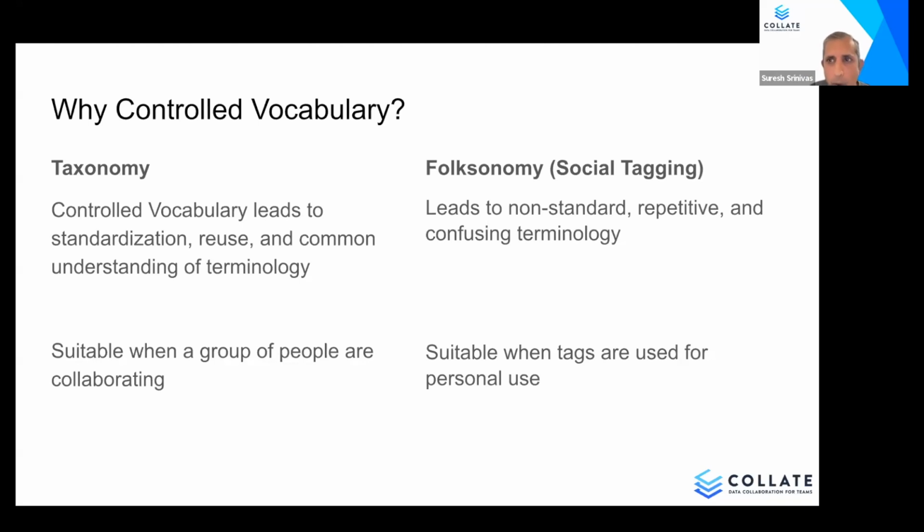Versus controlled vocabulary, which provides you a taxonomy for defining types and defining concepts. The whole idea here is it is standardized and reused. Because it is standardized, there is a common, consistent understanding of what the terminology means. It's suitable when a group of people are collaborating, so that they have consistent understanding. And data is something where a group of people are collaborating, and this consistent understanding is very important. And that's why we don't support folksonomies. We support controlled vocabulary or taxonomies.